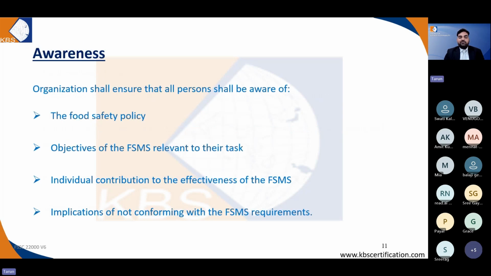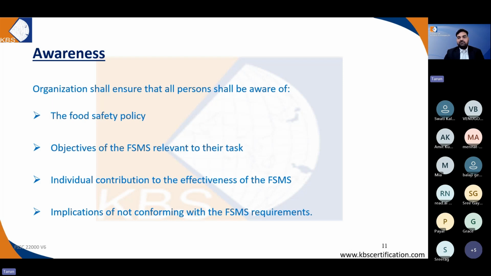Then awareness. You may have provided training about food safety and all, but how much do they know about the organization? Anyone working in your organization, do they understand what your company policy is or not? Do they understand who your customer is or not? Not the name of the customer, but they should understand the need of the customer. Then only it will be considered that the organization is well aware of their business.